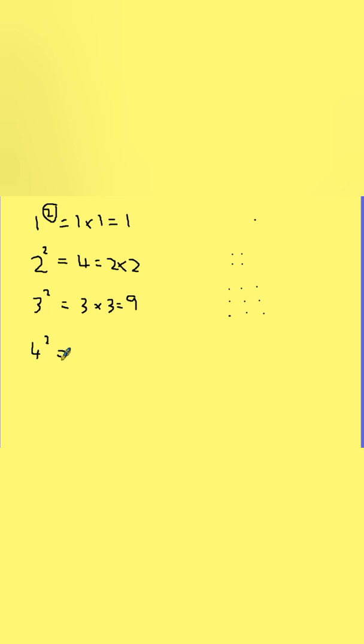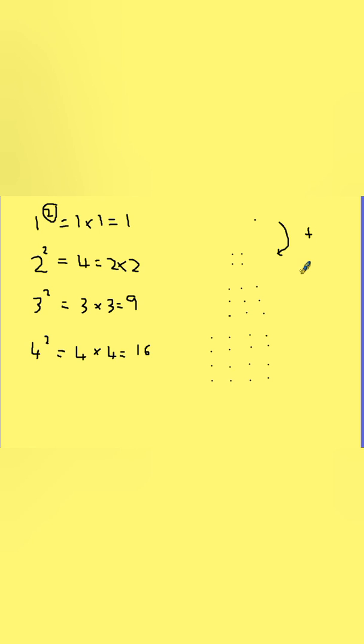Look at the differences. Let's have a look at 4 squared. 4 squared is 4 times 4, which is 16. And I'm trying my best here to draw an accurate square, but I'm starting to fail. And if you look now, see if you can work out the difference.